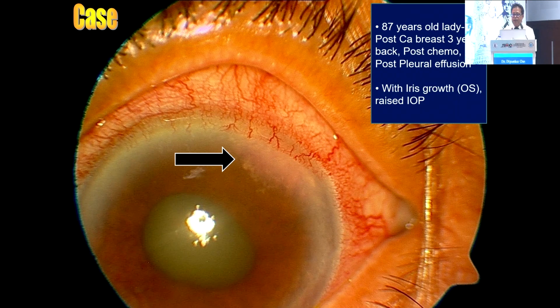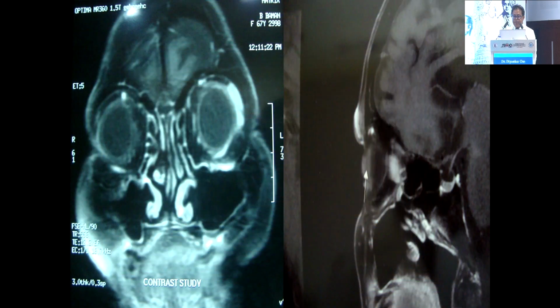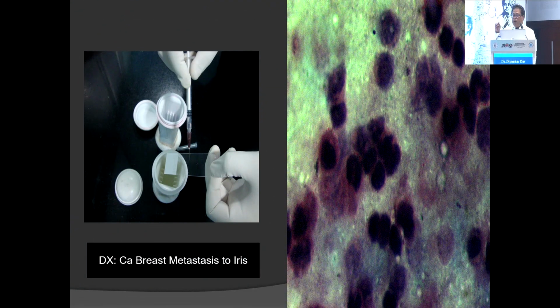This is again a case of an 87-year-old lady with breast cancer diagnosed 3 years back, who was receiving chemotherapy, and there was a pleural effusion. There was an iris growth which can be seen here. The patient was insisting because she was told by the radiation expert that we need metastatic evidence. So I immediately did an MRI scan, which showed involvement even of the ciliary body, and the anterior chamber tap showed hyperchromatic nuclei with scanty cytoplasm consistent with adenocarcinoma of the breast. Later the patient was given radiation and extended chemotherapy.